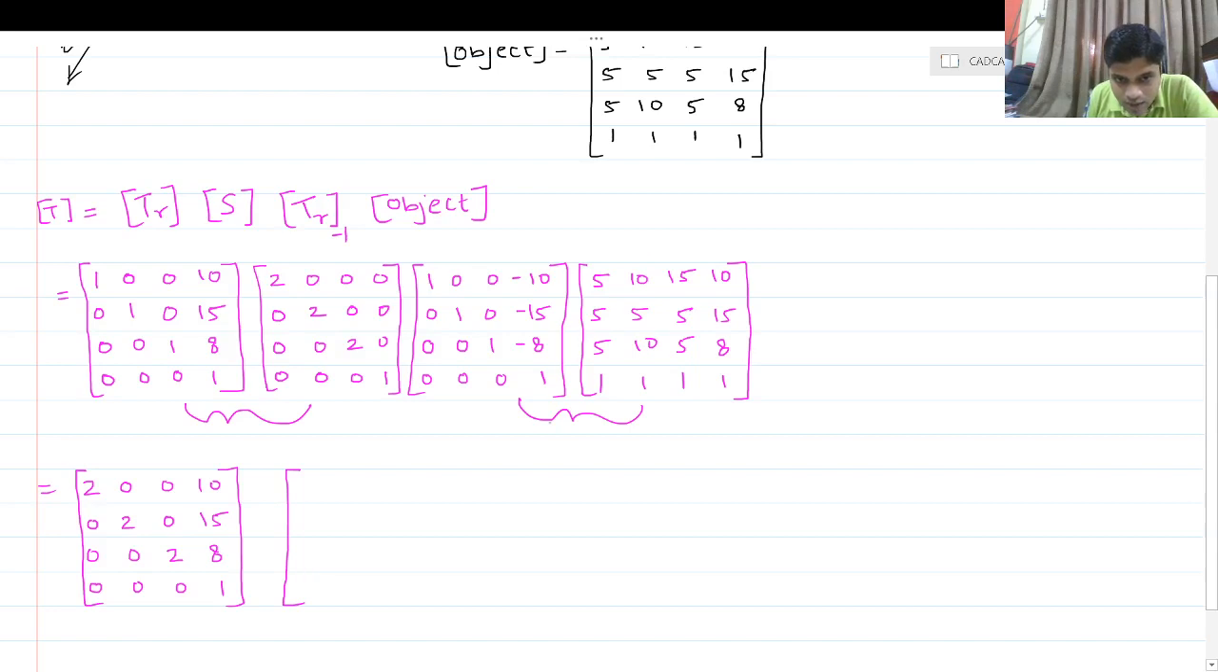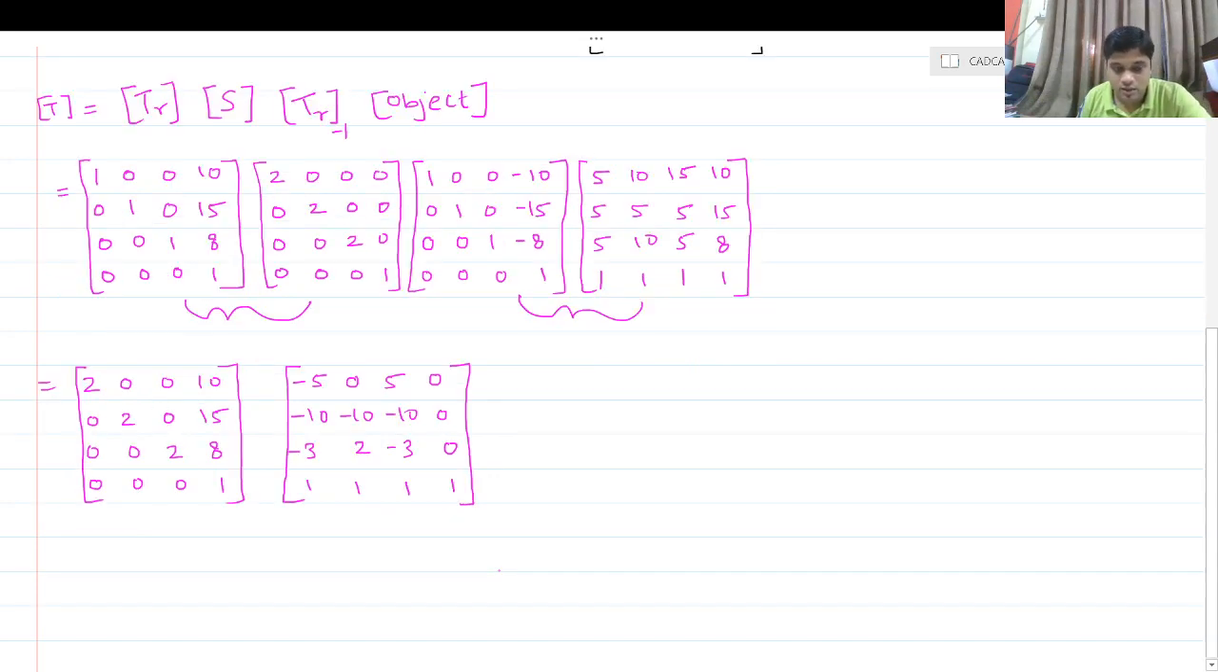Multiplied by, okay, then I will multiply these two matrices. So that is this matrix multiplied by this matrix. Okay, I will directly write the answer. So it is -5 0 5 0, -10 -10, -10 0, -3 2 -3 0, and 1 1 1 1. Okay, so this is the order 3 by 4, and sorry, 4 by 4.